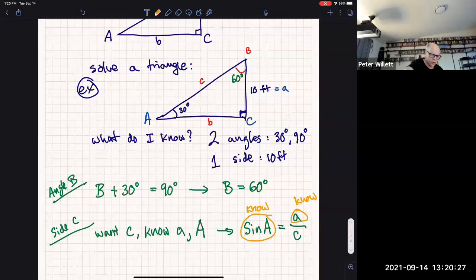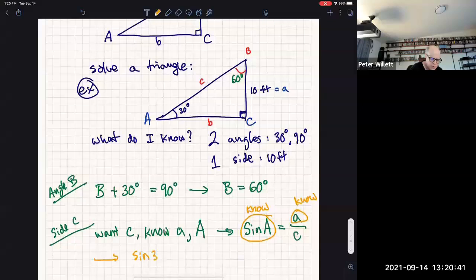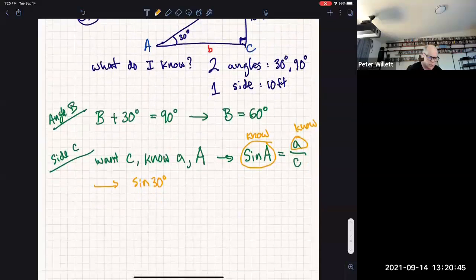So how is this going to look? When I'm looking at the triangle, I want to get side C. I see that I have opposite A is a 10 and angle A is 30 degrees. So then what I write is that sine of 30 degrees, which is opposite over hypotenuse, is going to be equal to the opposite side of length 10 feet divided by the hypotenuse, which is what I don't know, which is C.